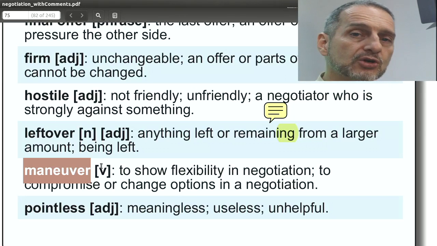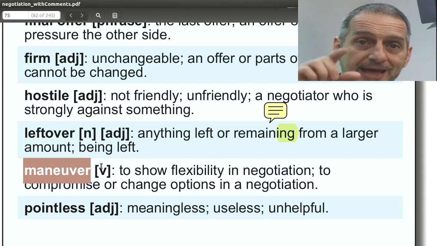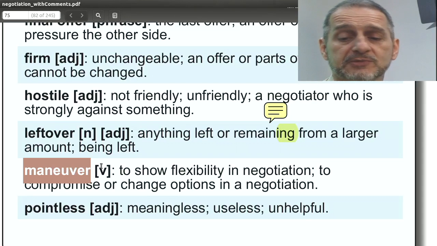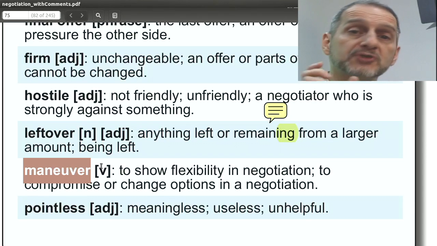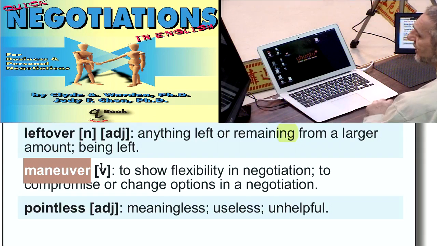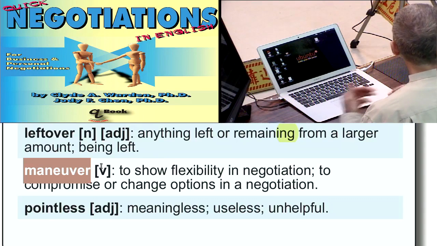Now, in the negotiation, we can actually use the word maneuver when we're speaking, and you can ask the other side, can you please maneuver a little bit on this price? Or do you have room to maneuver on the price? Meaning, do you have any flexibility at all? Is there anything you can change to give me a benefit?